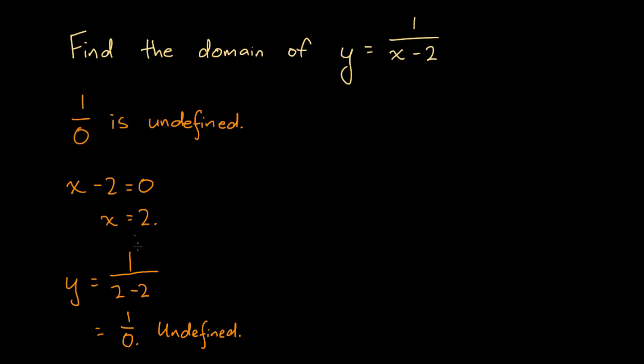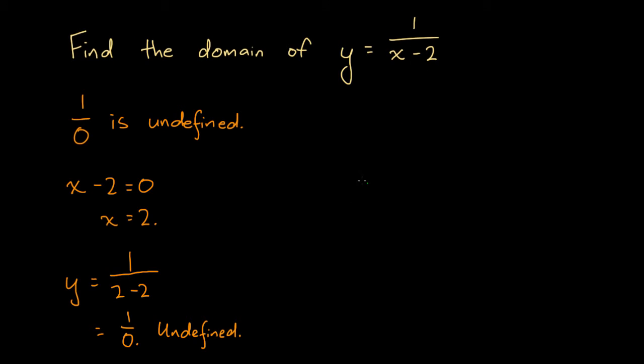We know that x equals 2 isn't a part of the domain. What x values are part of the domain? It turns out if we substitute any other x value apart from x equals 2 into this equation, we get a valid output. We get y equals 1 over something that isn't 0, and consequently that's defined.